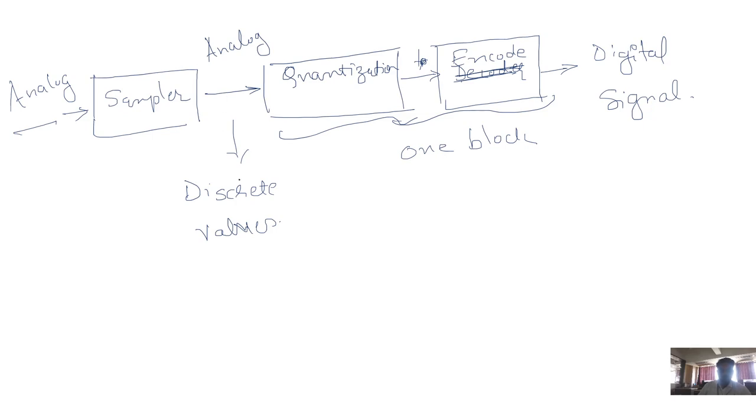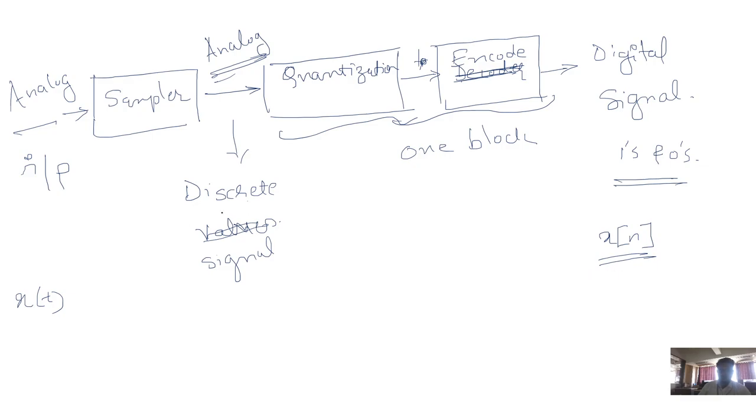Here the main thing to understand is that the input is an analog signal, then a discrete signal, which I will write here instead of values, and the digital signal is represented in ones and zeros. The input I will represent as x of t. I don't have to write anything to this, because it is something like x of n. But how will I represent this? I cannot represent it as x of n in this type, so I represent it as x of n in round bracket.